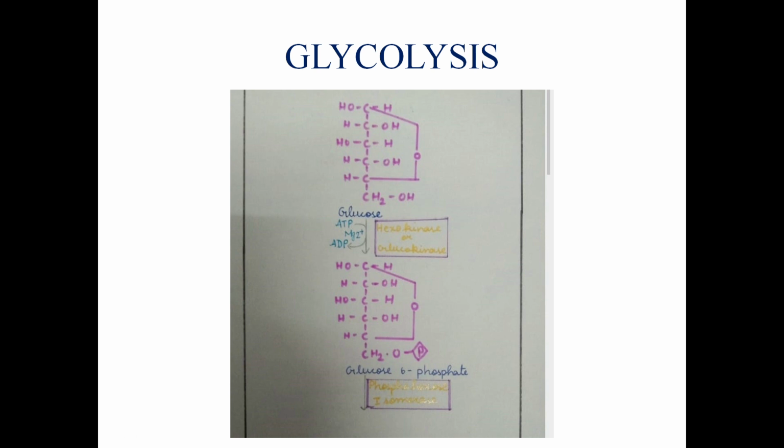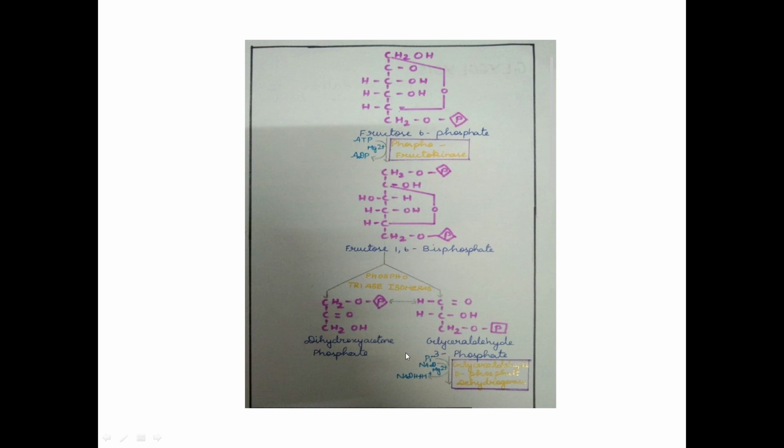This glucose 6-phosphate undergoes isomerization to give fructose 6-phosphate in the presence of the enzyme phosphohexose isomerase and magnesium. This fructose 6-phosphate is phosphorylated to fructose 1,6-bisphosphate by phosphofructokinase. This is an irreversible and regulatory step in glycolysis.